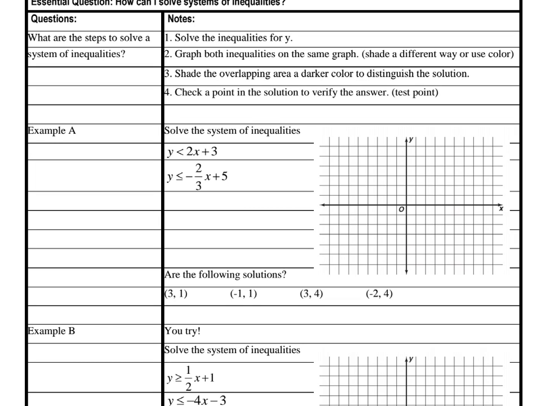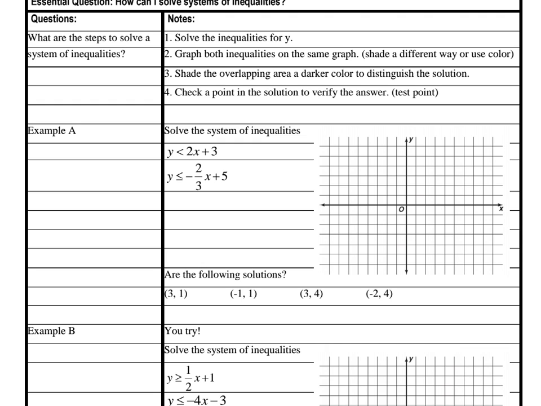Looking at example A, I see that I'm given two inequalities to graph. So we're just taking what we've done in the previous lessons, but instead of only graphing one inequality on this graph, we're going to graph two on there. And then where they overlap is going to be the solution area. So I'm going to start by graphing the first inequality.